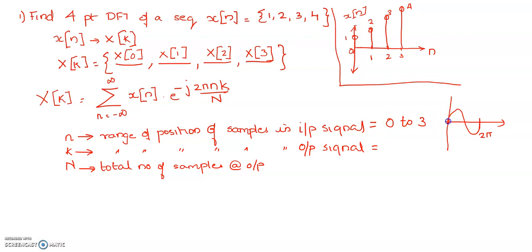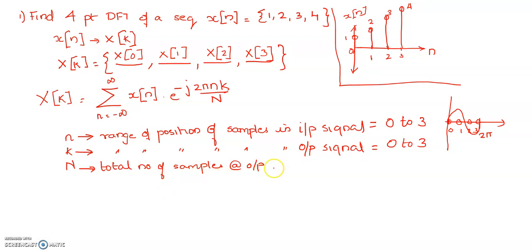So this can be represented as one sample, this as another, this as another, and this as another. This makes up the 4 samples in this one particular duration of 2 pi. So their positions start from 0, 1, 2 and 3. So the range of k can also be determined as 0 to 3. And what is capital N? Total number of samples at the output.